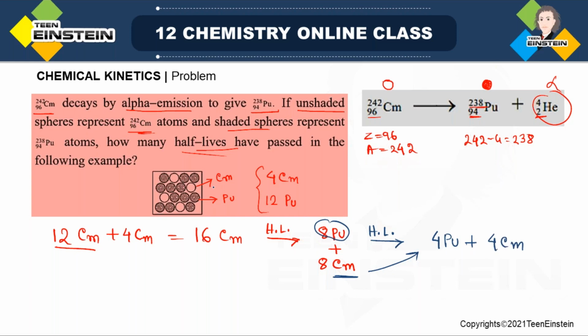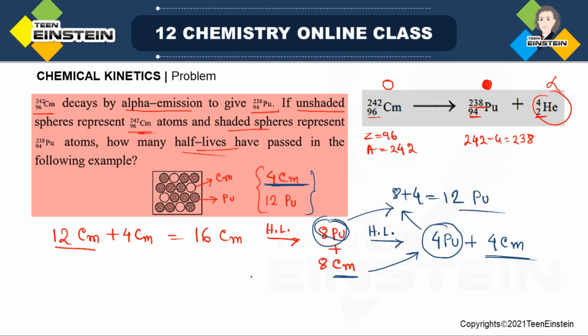Now see, if you compare with this picture, we have already seen 4 Cm left. Okay, that means here also we have 4 Cm, and the total number of Pu is 4 newly produced and 8 already present. So you have to add these two. 8 plus 4 is 12. Now it is matching with this picture. That means how many half-lives are required? 2 half-lives. This is the first half-life. This is the second half-life. Okay. So the answer to how many half-lives have passed is 2 half-lives.